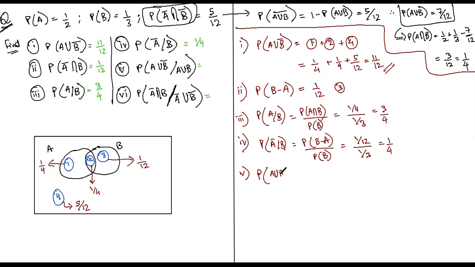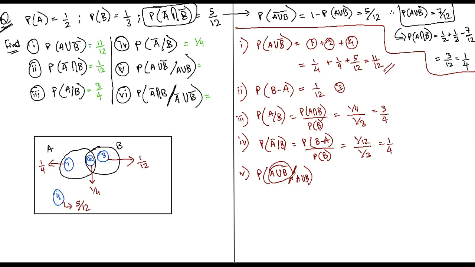What will the fifth one be? Probability of A union B bar given A union B. No, it's not A minus B. I'm sorry, it is A union B bar given A union B. If I write the set symbols, it will become a big expression, right? So to make it simpler, you can just write the common part of A union B bar and A union B.